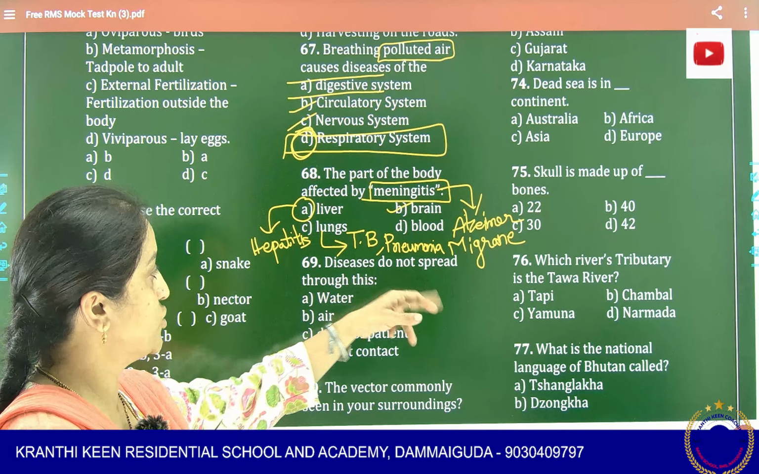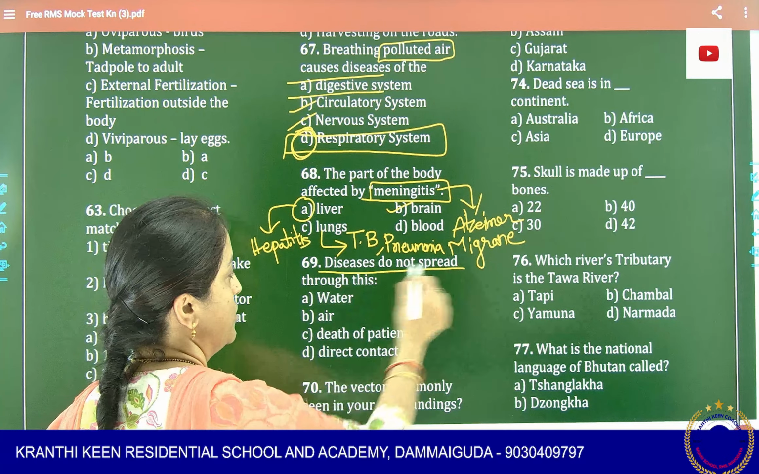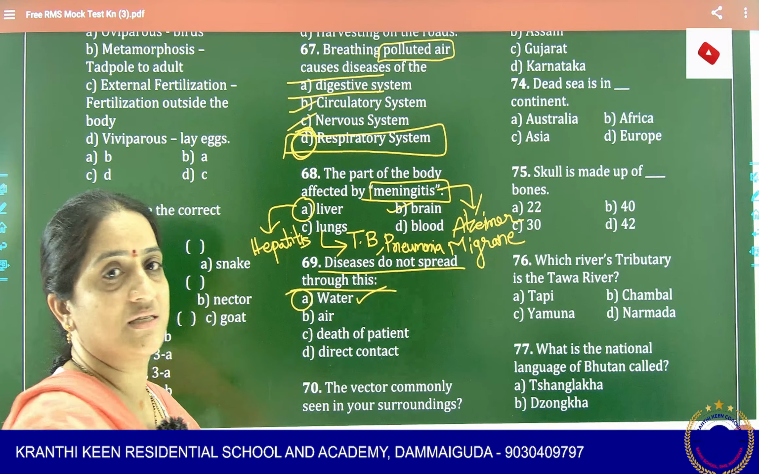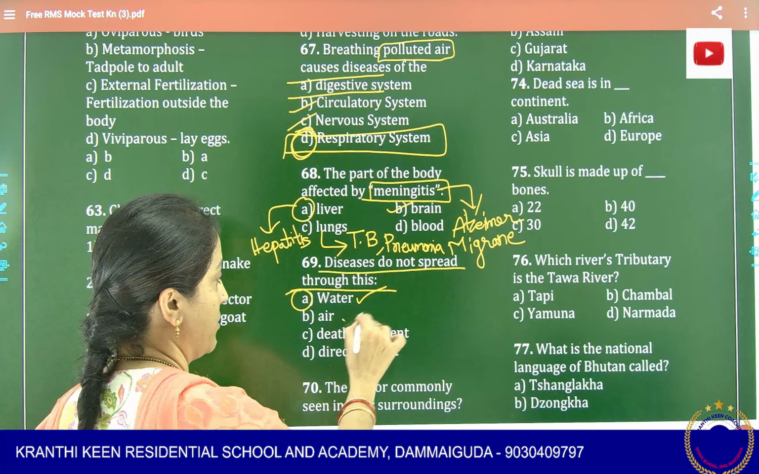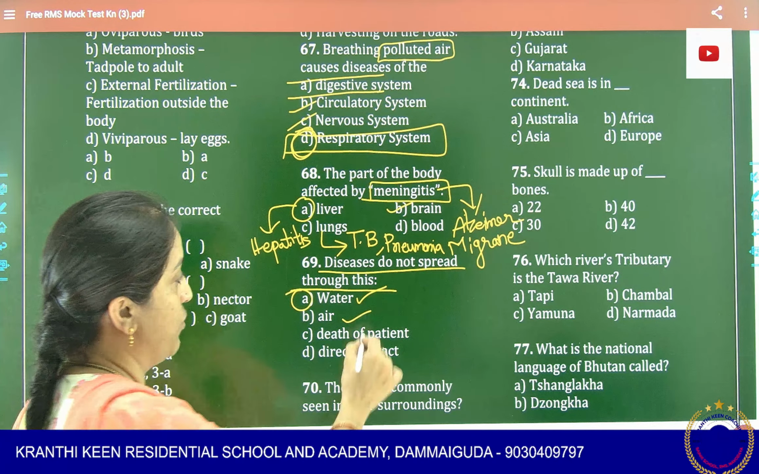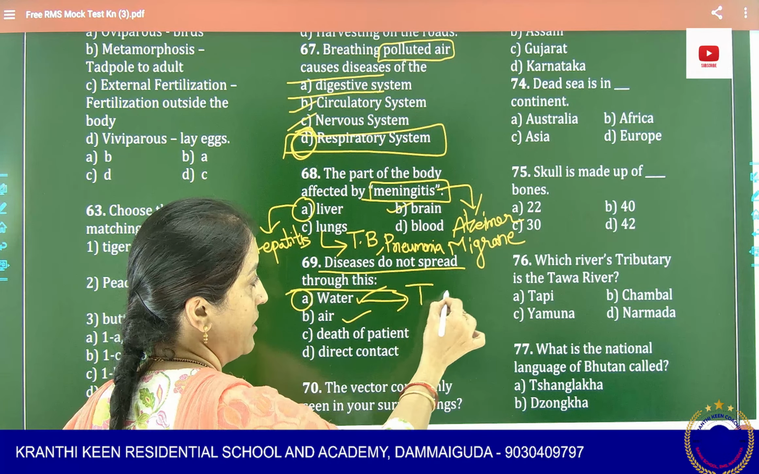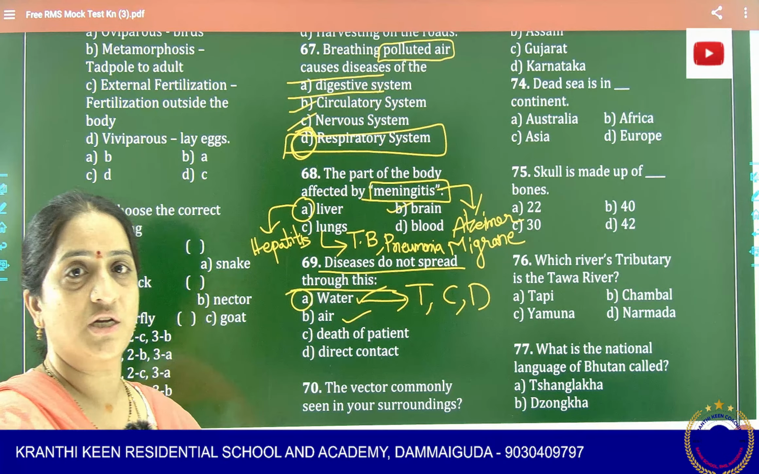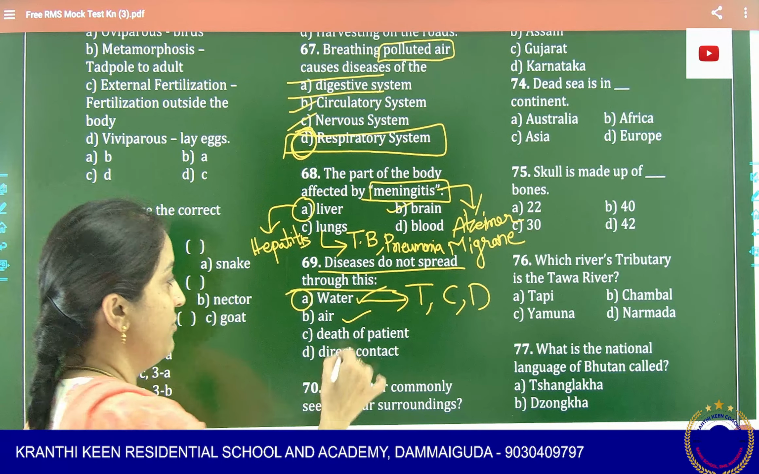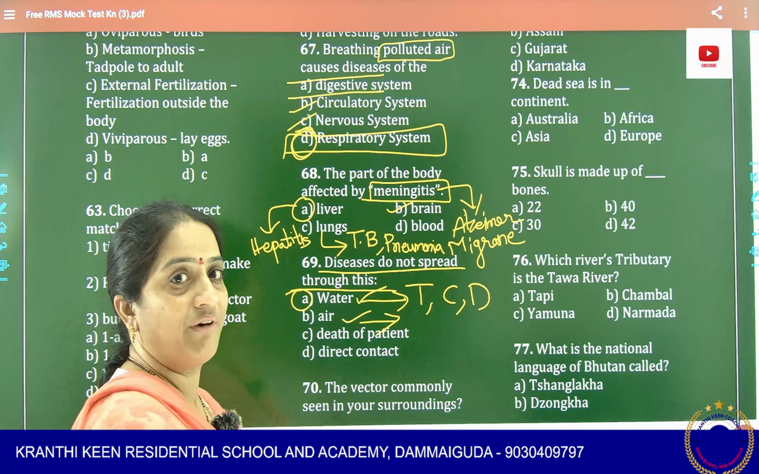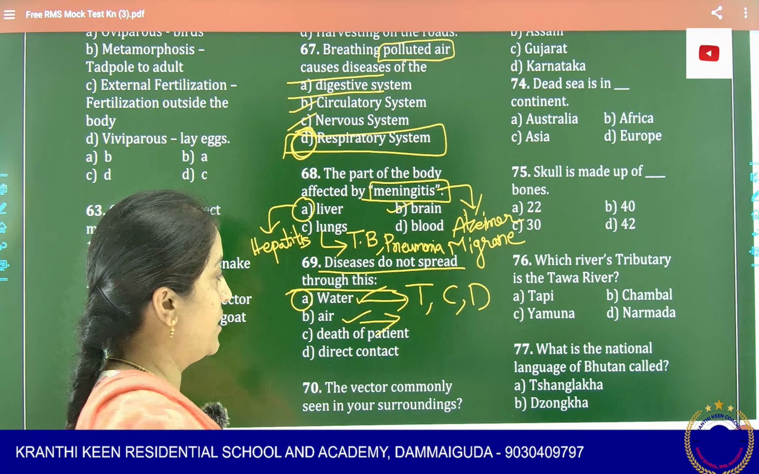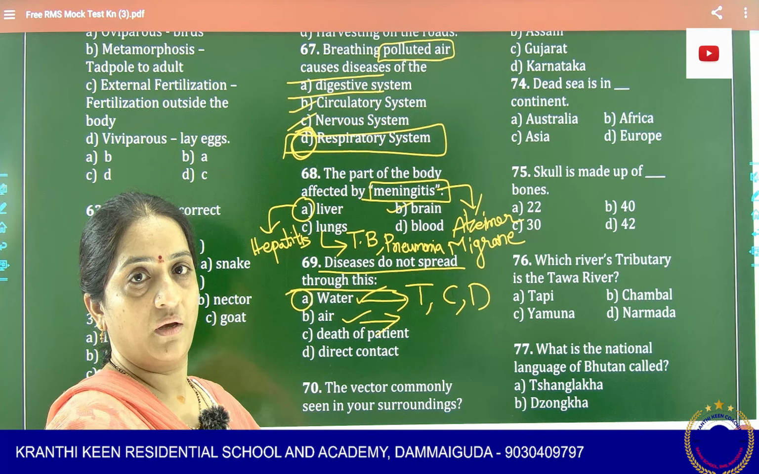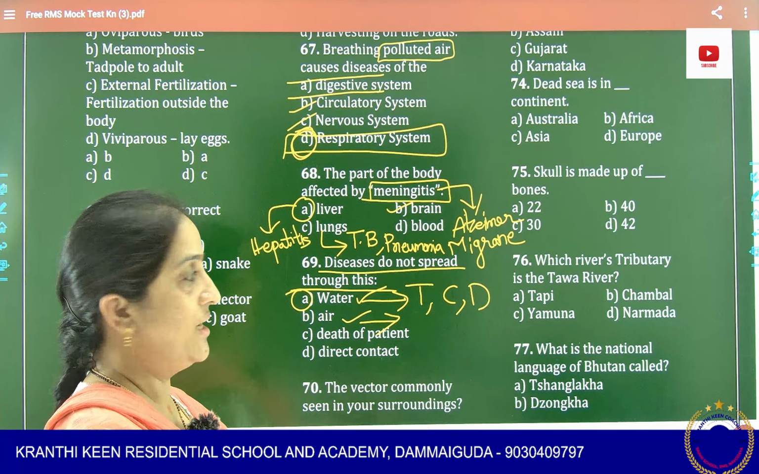Next, diseases do not spread through this. So, through water diseases are spread. Through air, diseases are spread. Several waterborne diseases like typhoid, cholera, dysentery. See, these are all the diseases which are spread through water. Whereas air, like all viral diseases, like coronavirus, chikungunya, okay, so these are all the viral diseases.